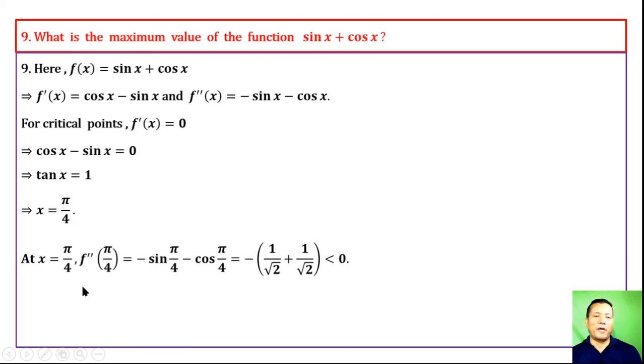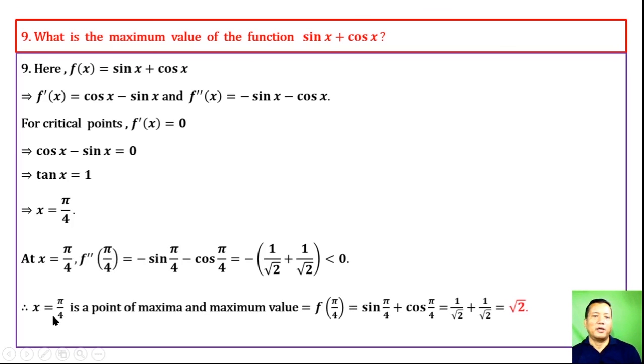At x equal to pi by 4, f double dash of pi by 4 is a negative number. Therefore x equal to pi by 4 is a point of maxima, and the maximum value is f of pi by 4, that is sin pi by 4 plus cos pi by 4, that is 1 by root 2 plus 1 by root 2, that is root 2.